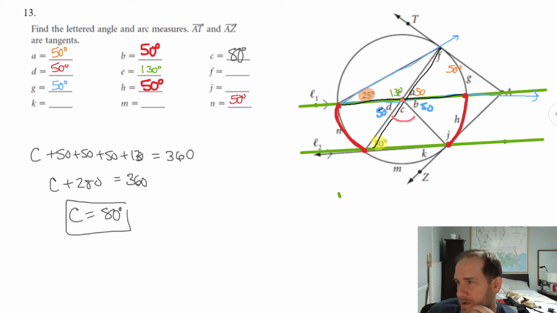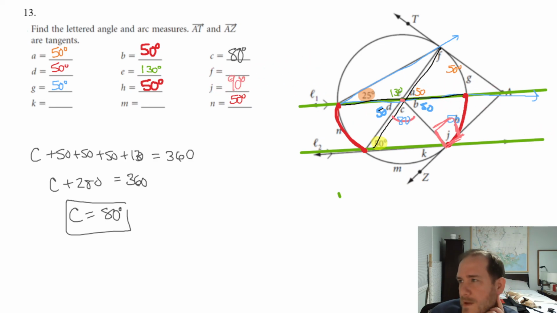Alright, where the heck's everybody else? So you're 80. We found you to be 50. What'd we do? Just never find J? We never found J. How do I find J? I assume they mean for J to be the angle formed by this radius and this tangent line. So that, of course, is just 90.